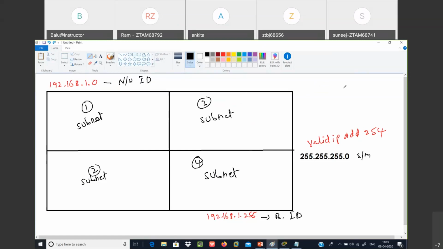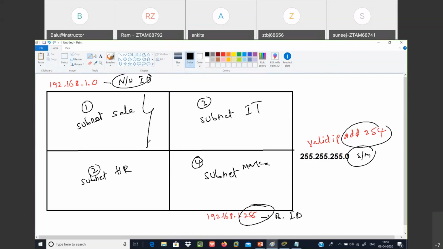Very important point here. First subnet for sales department. Second subnet for HR department. Third subnet for IT. Fourth subnet for marketing department. Like a distributor, segregated. The main question here is, for the sales department first subnet, what will be the network ID, what will be the broadcast ID, what will be the subnet mask, and how many valid IPs are in here. These calculations we need to do for each subnet.